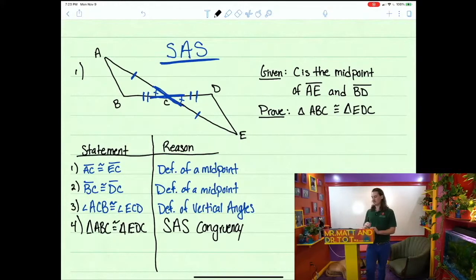In the next problems, I'll list out the given information in the first steps. But the reasoning here is really just definitional. We have midpoints and vertical angles.